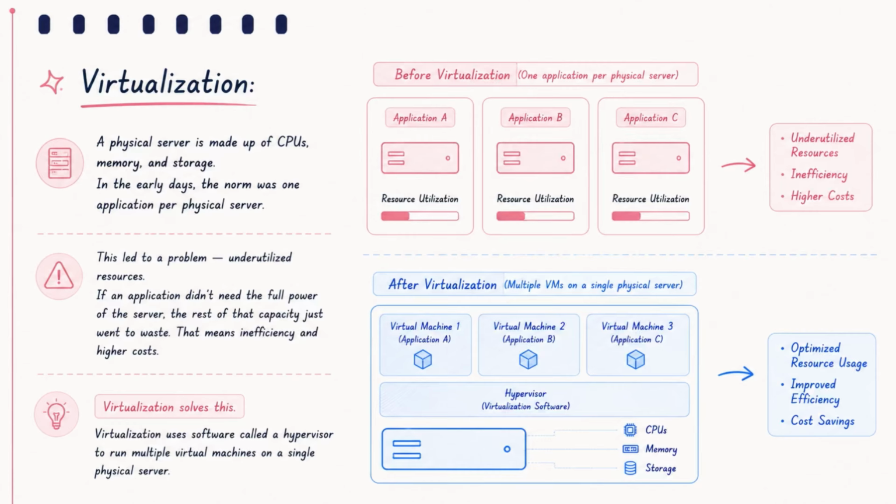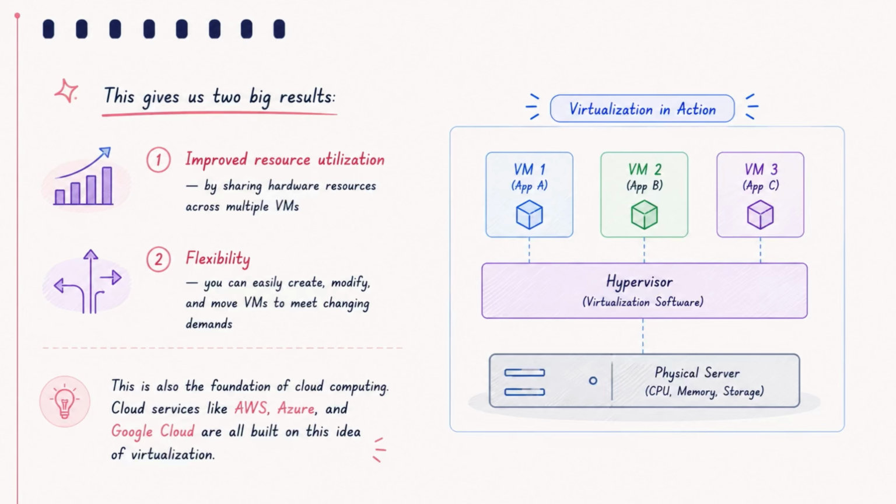Virtualization solves this. Virtualization uses software called a hypervisor to run multiple virtual machines on a single physical server. This gives us two results. Improved resource utilization by sharing hardware resources across multiple VMs. Flexibility. You can easily create, modify, and move VMs to meet changing demands. This is also the foundation of cloud computing. Cloud services like AWS, Azure, and Google Cloud are all built on this idea of virtualization.